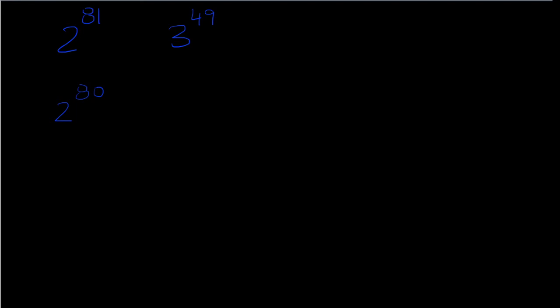When we look at 2 to the 80th, we're actually making our number smaller. We're really dividing by 2. And let's look at 3 to the 50th. We're making this number bigger by multiplying by 3. Okay, now the 80 and 50 have a common factor of 10. So why don't we raise both sides to the 1/10th power?